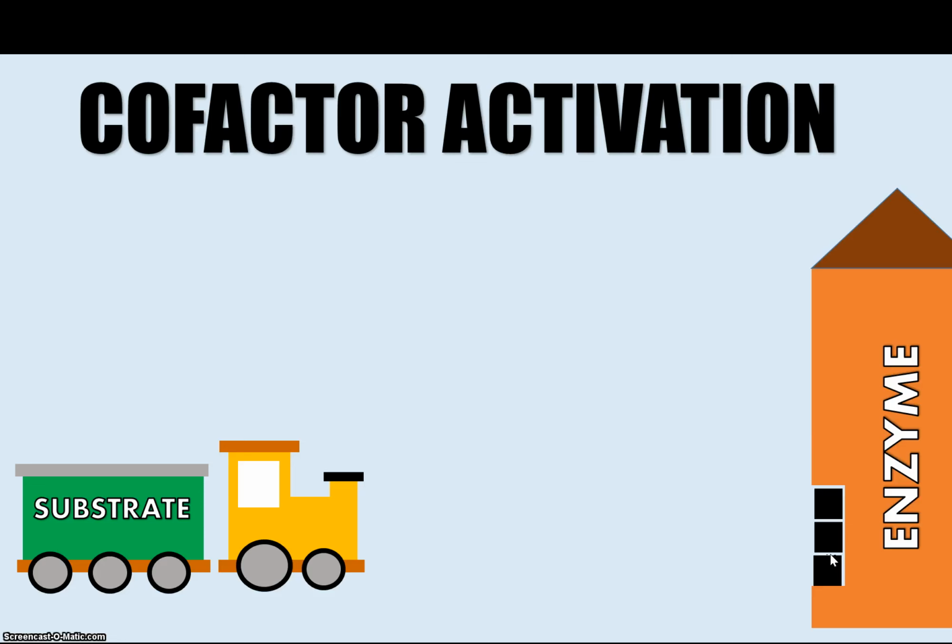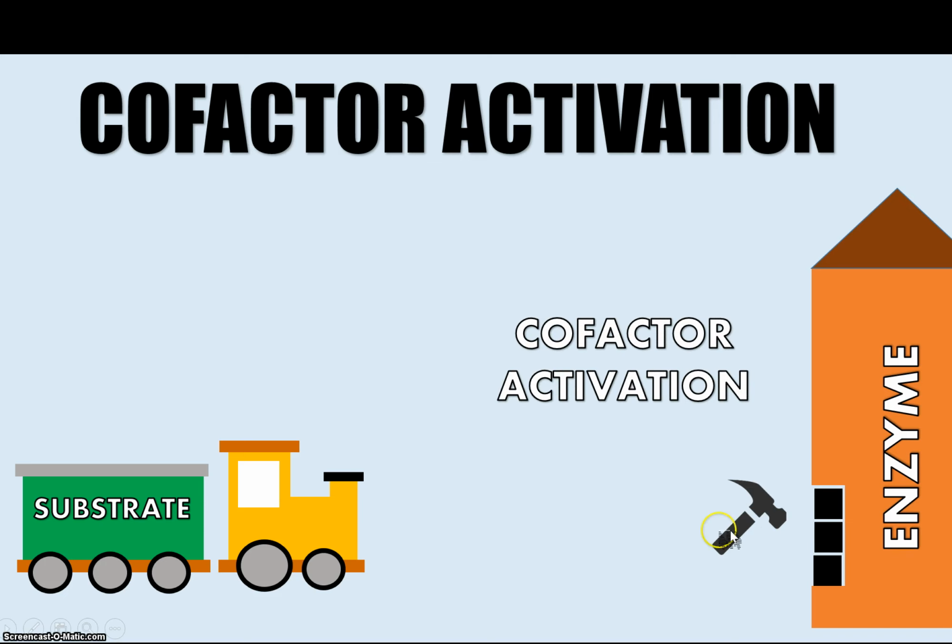Another form of activation is cofactor activation. Here you need another thing, or let's say a cofactor, like this hammer here, that will come in and allow the substrate to connect to the enzyme. This hammer is going to just knock down this wall, and that's going to allow the substrate to get in.